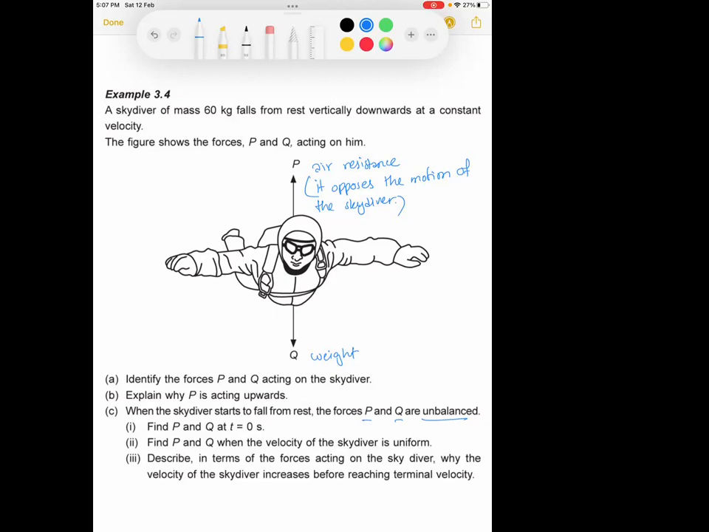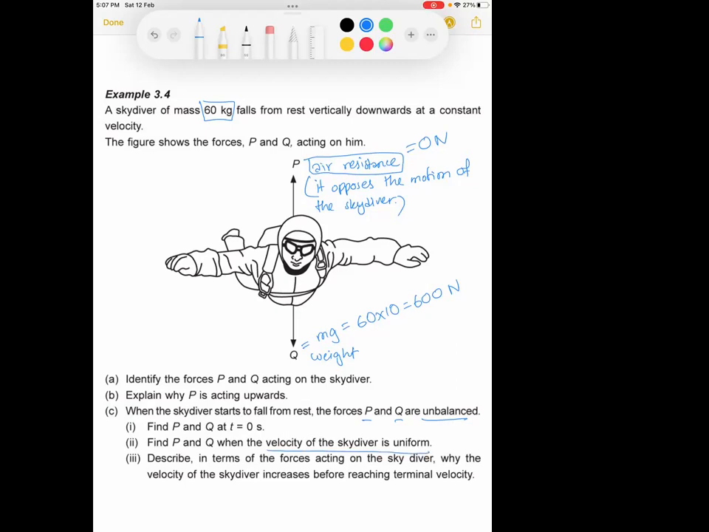P, which is the air resistance, is 0 at the very beginning. So at t equals 0, it is 0. And Q we already know is just the weight, which is mg. From the question, the skydiver is 60 kilograms, times 10, that is 600 Newton. Now, find P and Q when the velocity of the skydiver is uniform.